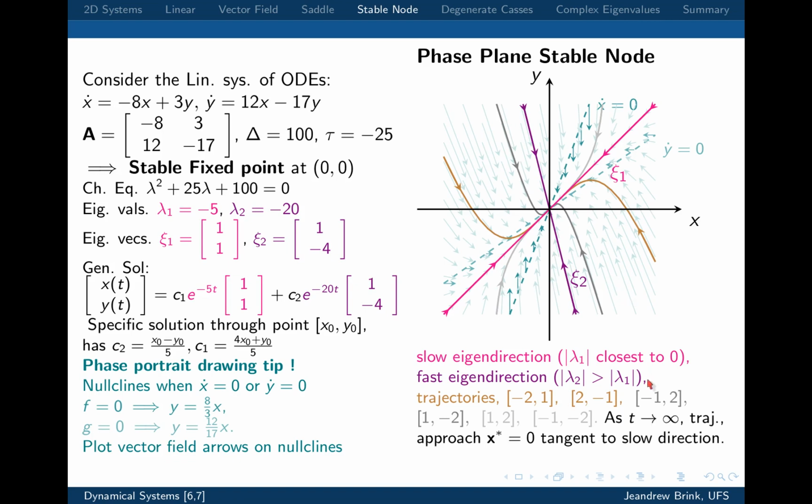Okay, so here I just wrote down, this is an important feature. As t goes to infinity, the trajectory approaches the origin, tangent to the slow eigendirection. As t goes to minus infinity, the trajectory goes parallel to the fast eigendirection. So that's a major feature of your stable node.